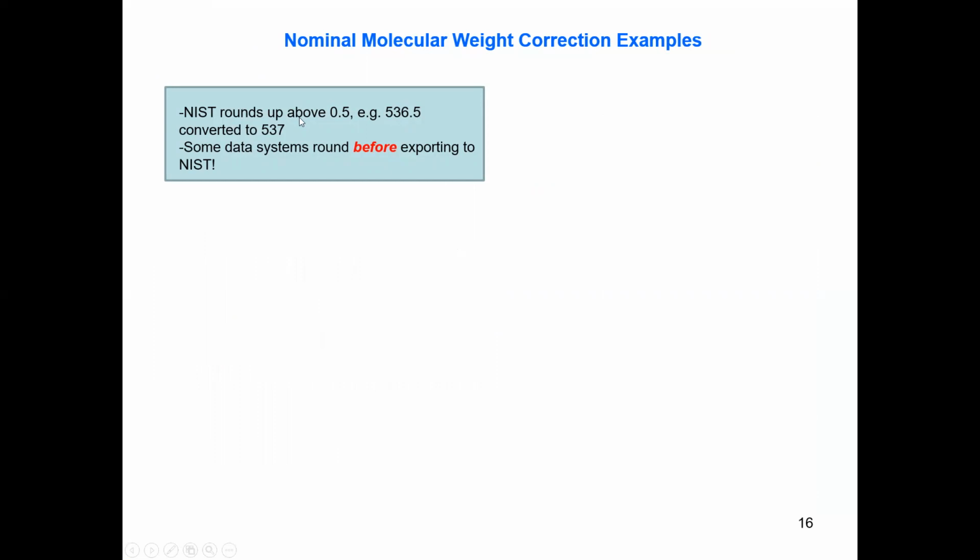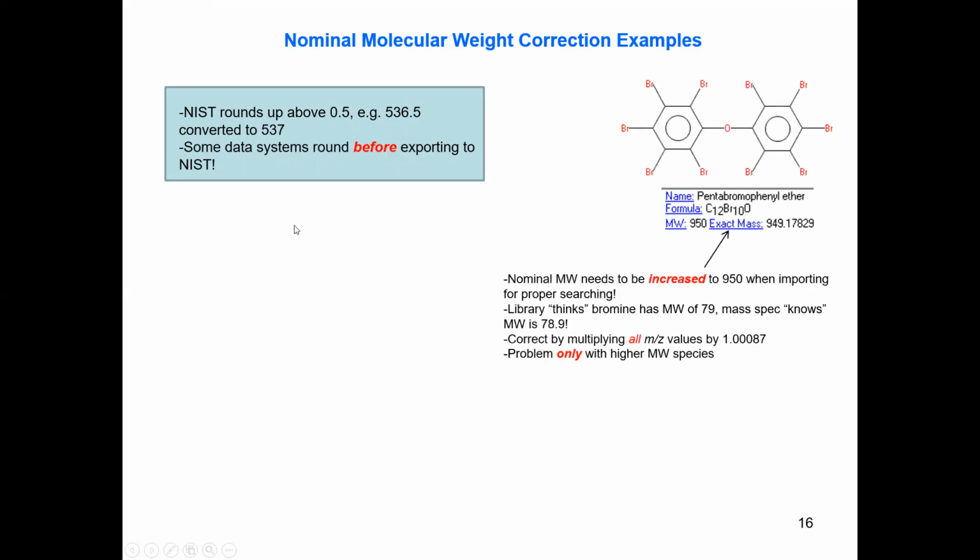So in general, if it comes in at 0.5 or above, like 536.5, it'll convert it to 537. If it's below 0.5, it would go to 536 instead. And you've got to be careful. Some data systems round before they bring the data into the NIST software. It depends on your manufacturer. Let's give an example here.